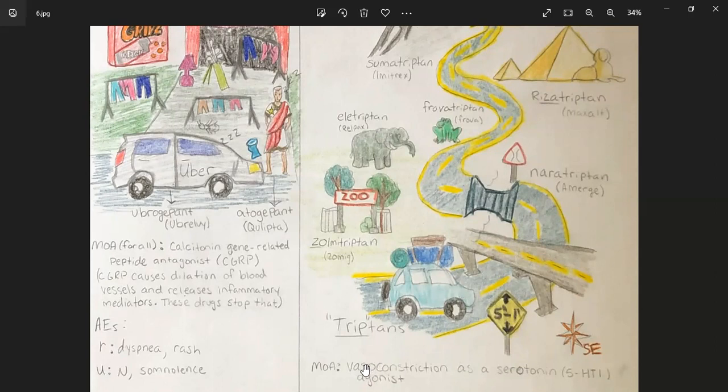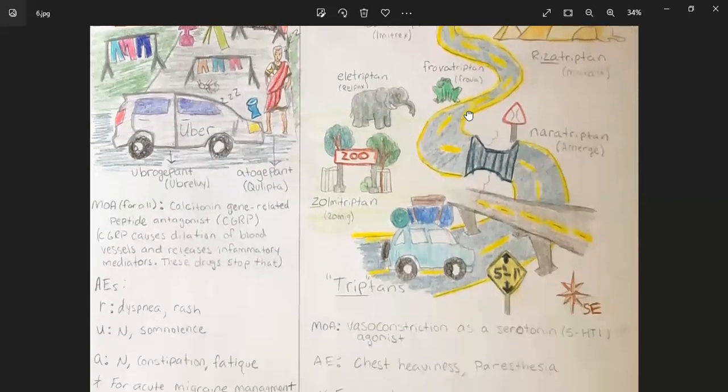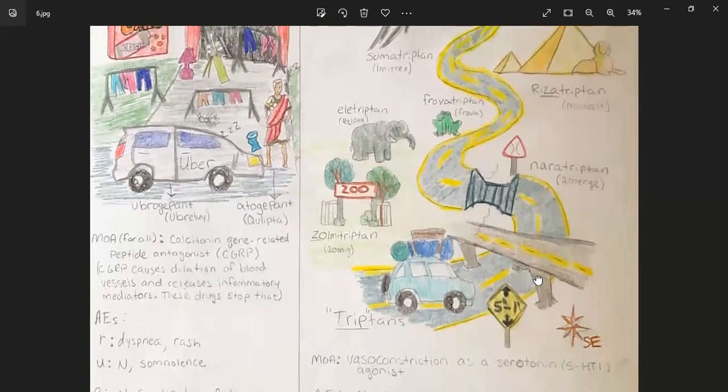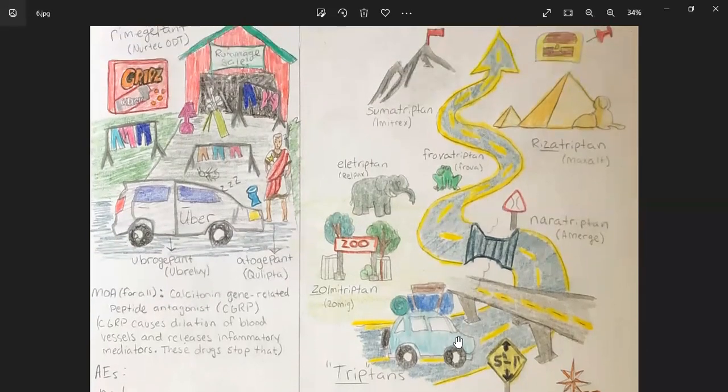So let's start with the MOA of vasoconstriction. This road, as we go along farther and farther, looks like it gets smaller and smaller. It's constricting, so vasoconstriction. And then the serotonin 5-HT1. Well, the very first thing that this car comes to is one of those overpasses, and there's a warning sign that says that the height of the bridge is only 5'1". Height 5'1". So that helps you remember your MOA, the drugs in this category that have that MOA.